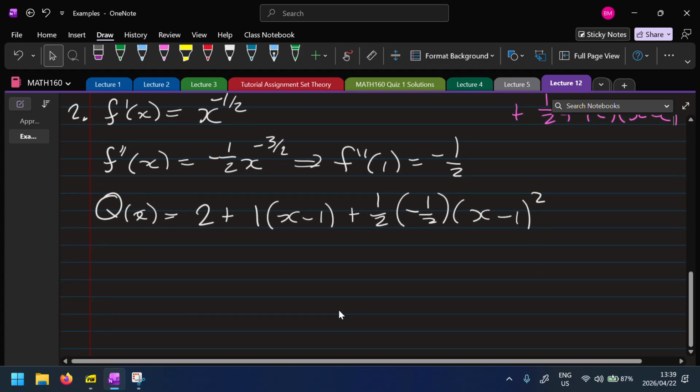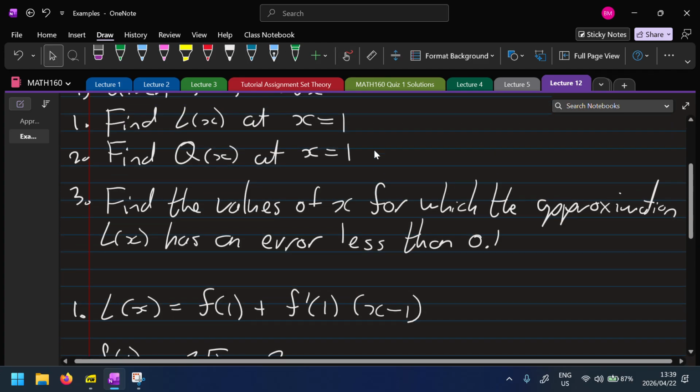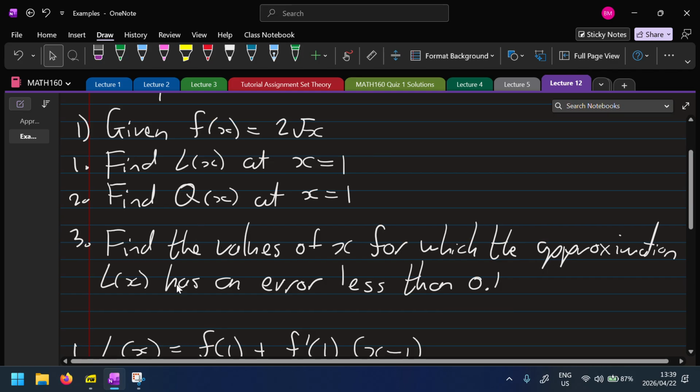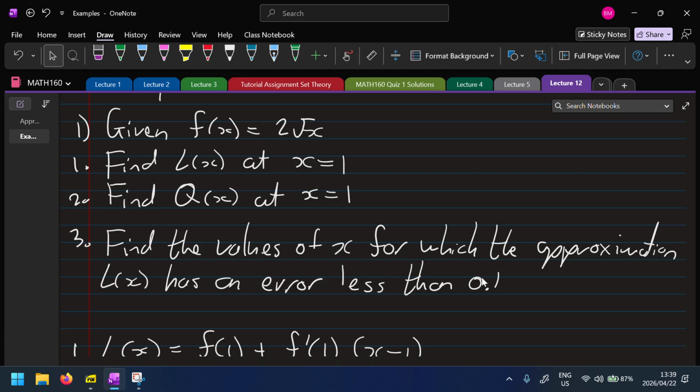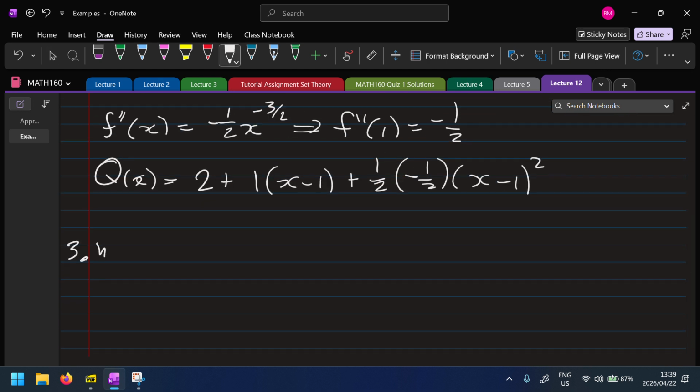All good. Okay. Number 3. A little bit more difficult, but not too bad. We want to find the values of x for which the approximation L has an error less than 0.1. In other words, the difference between the function value and the approximation, that's the error. We want that to be less than 0.1. So we want the function value minus the approximation. That gives us the error. It's the difference between the exact value and the approximate. This must be less than 0.1.